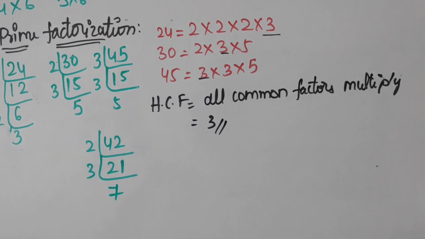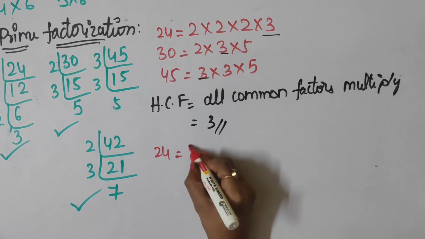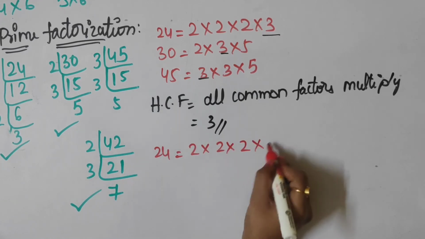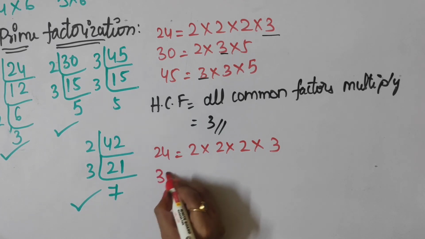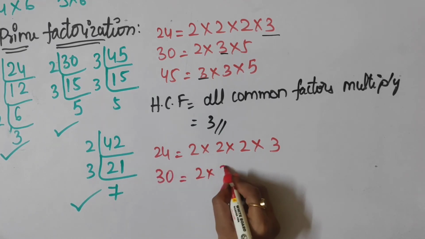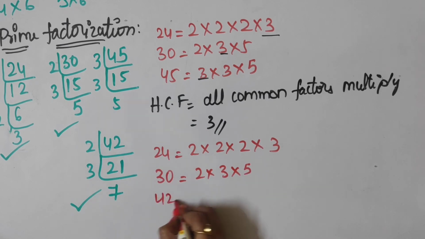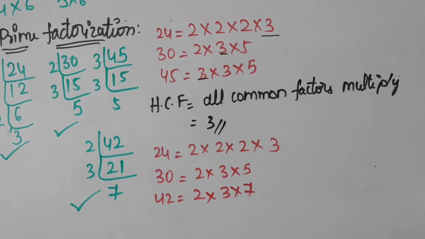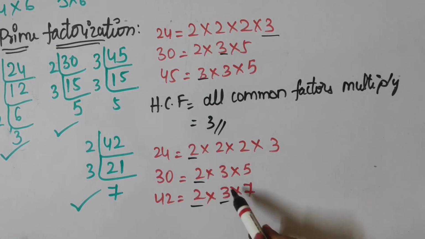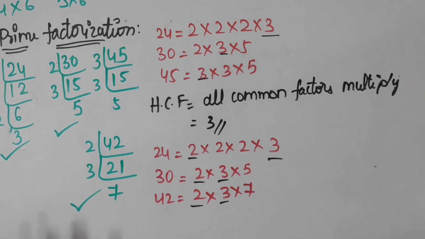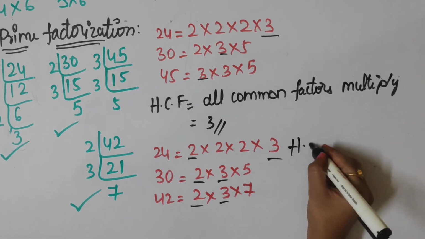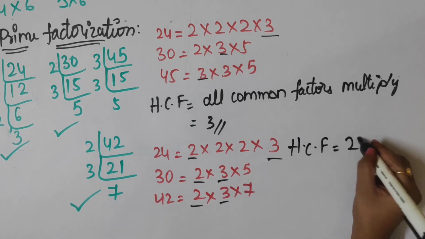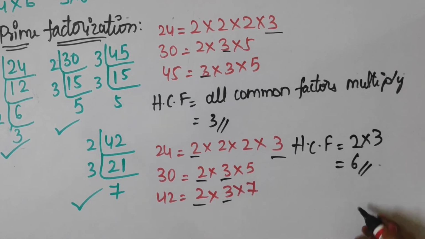Now let's see what are the prime factors for 24, 30 and 42. 24 is equals to 2 into 2 into 2 into 3, and then 30 is equals to 2 into 3 into 5, and for 42, 2 into 3 into 7. Now here I can see 2 and 3 are common numbers. So HCF for these three numbers is 2 into 3, which is 6.